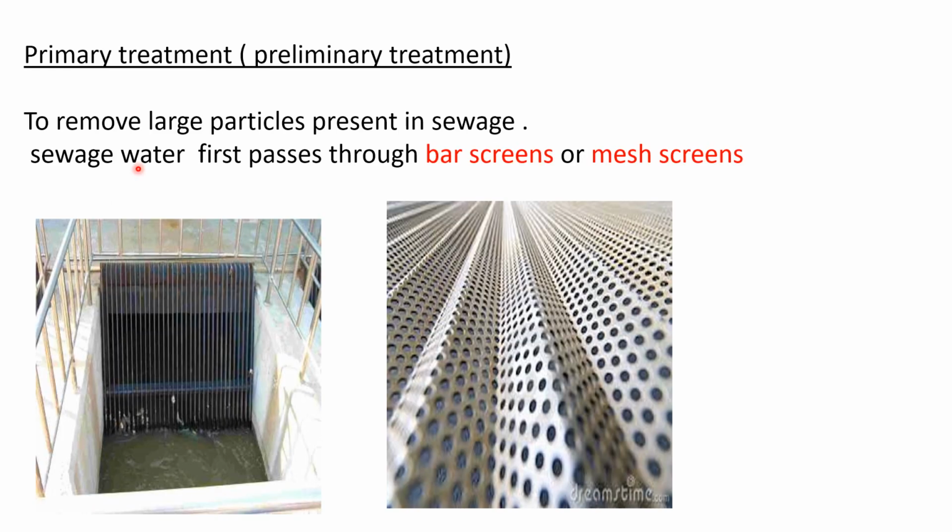The first process is primary treatment or preliminary treatment. It is mainly used to remove large solid particles present in sewage. We have large stones or large waste materials present in sewage water, which we can remove through this primary treatment. In order to remove these large solid particles, sewage water is first passed through bar screens or mesh screens. We can see the bar screen and mesh screen pictures below. We can see in this slide that bar screens or mesh screens work like a sieve.